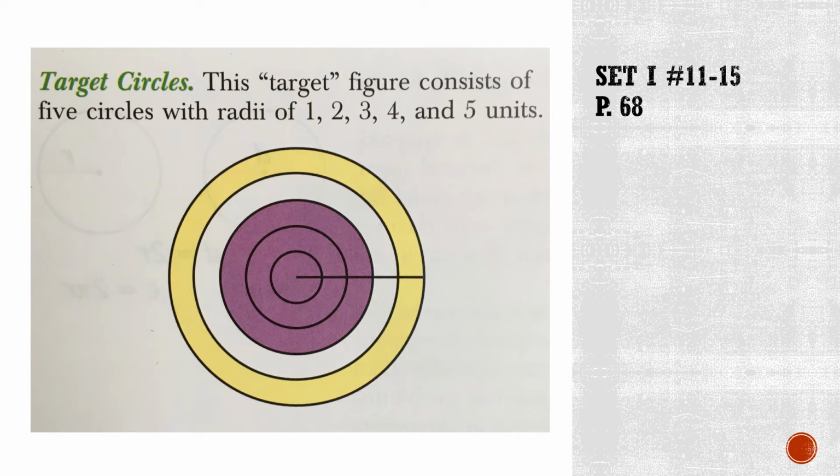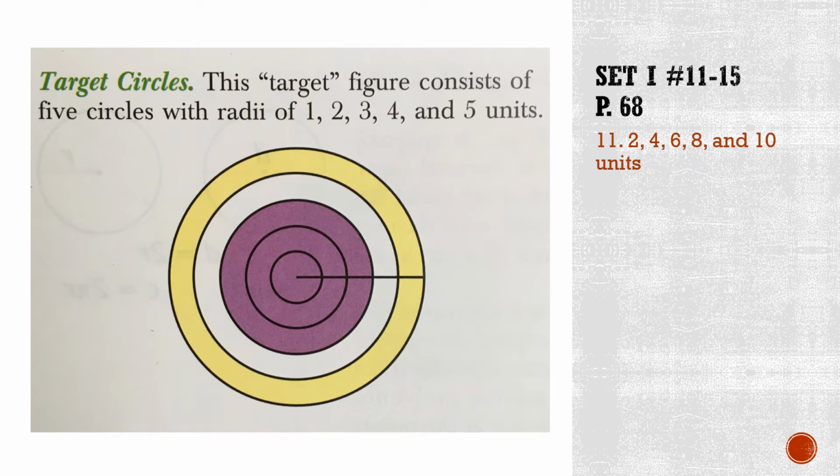Number 11 asks, what are the diameters of the 5 circles? So remember that your diameter is twice the distance of your radius. So if your radius is 1, your diameter is 2. Very good. So this means that for number 11, we would end up with diameters of 2, 4, 6, 8, and 10 units because we're just doubling each of the radius measurements that we were given.